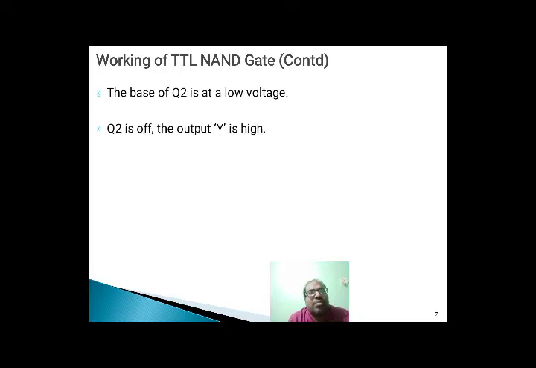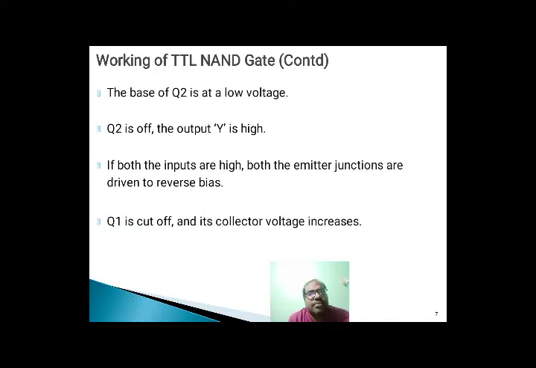Now, working of TTL NAND gate. The base of Q2 is at a low voltage. If Q2 is off, output Y is high. If both the inputs are high, both emitter junctions are driven to reverse bias.